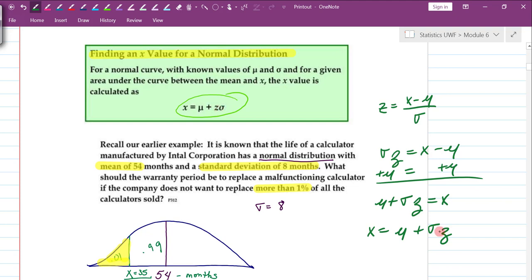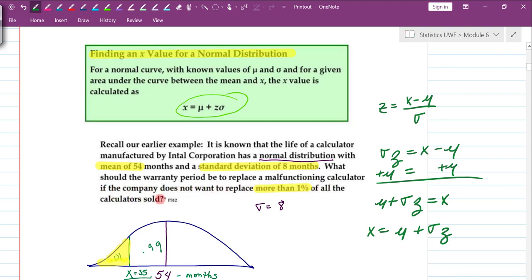So when would we need this? Let's look at this example. It says, recall our earlier example. It is known that the life of a calculator manufactured by Intel Corporation has a normal distribution, that's very important, with a mean of 54 months and a standard deviation of 8 months. What should be the warranty period to replace a malfunctioning calculator if the company does not want to replace more than 1% of all the calculators sold?